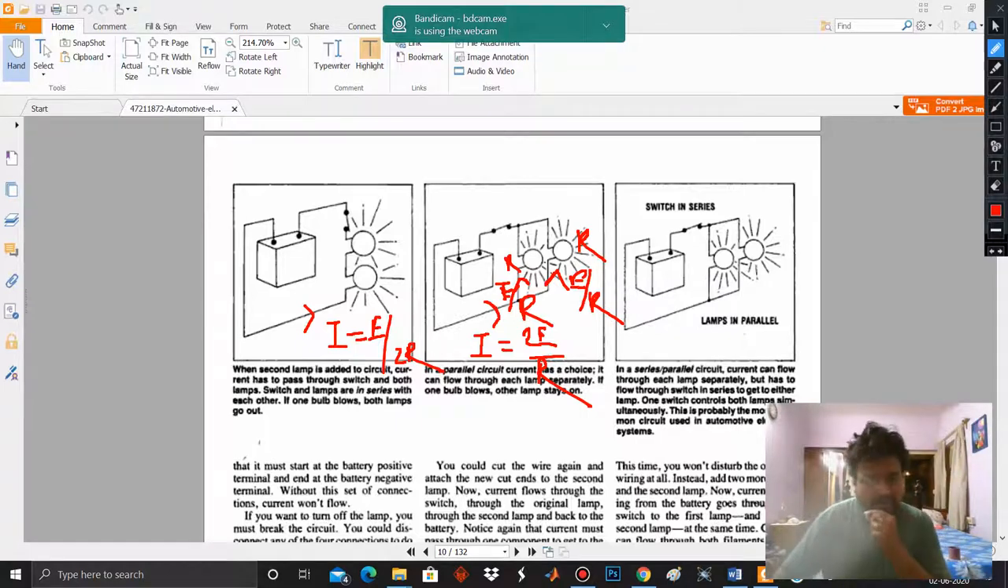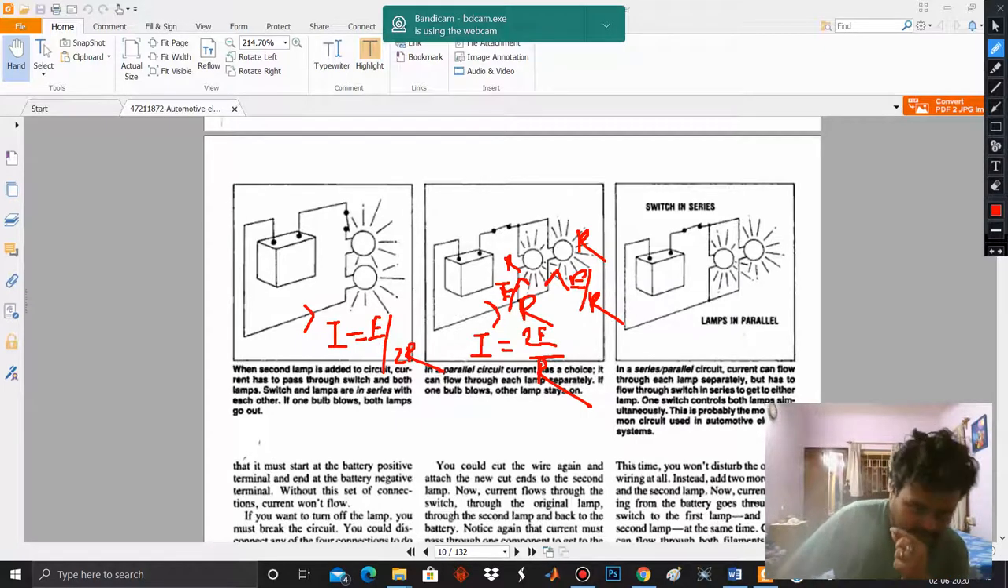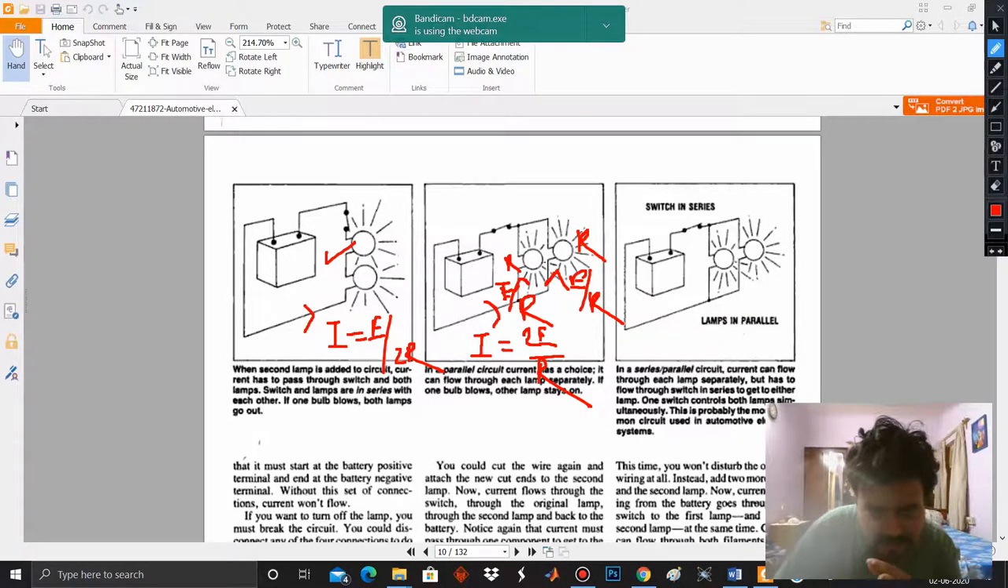So for equal resistances in a series circuit of two resistances like this, the voltage is divided equally, and the current is undivided. But for a parallel circuit, always remember, the voltage is undivided, it is the same for both the branches, but the current is divided equally. So the total current I is equal to 2E by R, and in each branch it is E by R, E by R.